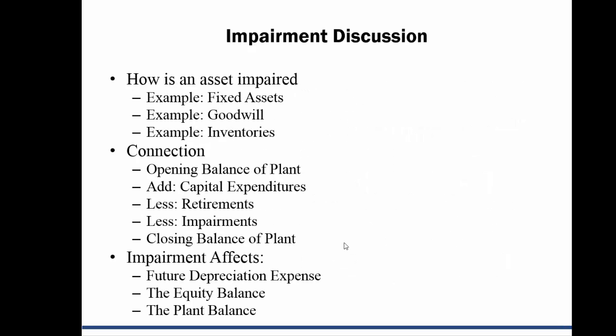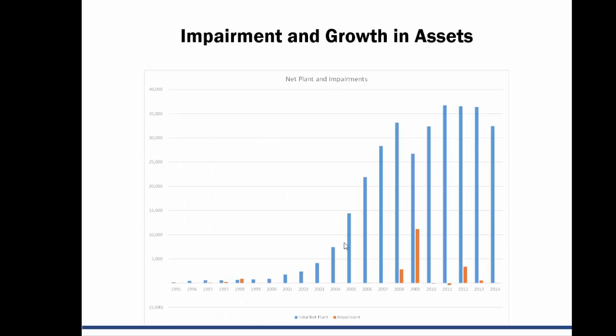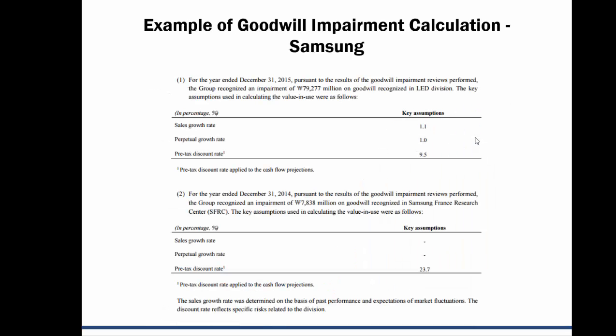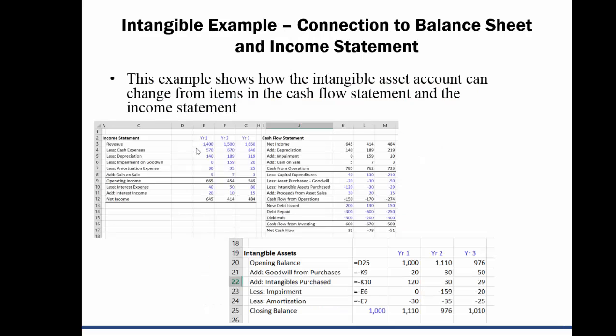So let's talk about impairment and goodwill. This is what Chesapeake did. It had a big impairment, and I just wanted to show that the assets go down when you have an impairment. And when you do this impairment, here's Samsung in their financial statements. They show you all the little ways in which they compute these impairments.